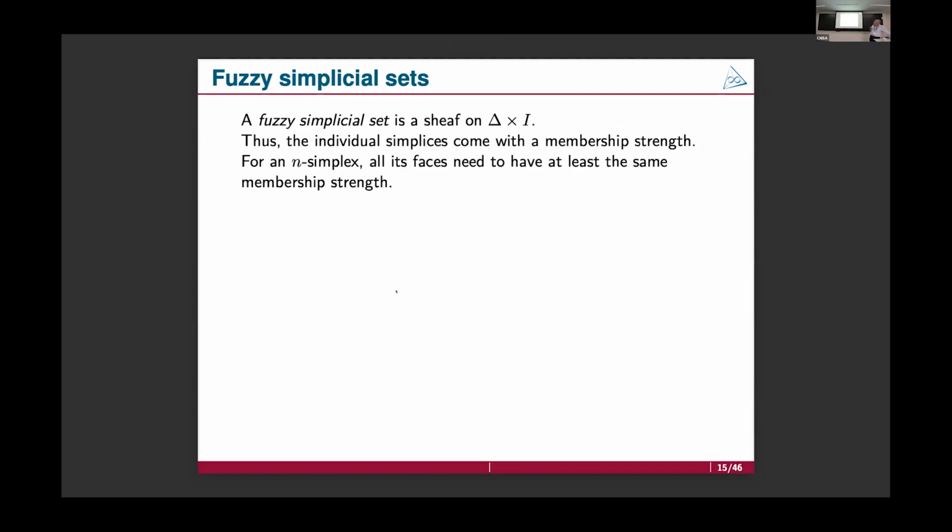And so the point, of course, is when you have a simplex with a certain membership strength, then all its faces need to have at least the same membership strengths. That comes out from the formal rules of the category here. So that is an important point. You have simplices with certain membership strengths, and if a simplex has a membership strength A, then all its faces need to have at least the same membership strengths. Because if the simplex is there, then also all its faces have to be there.